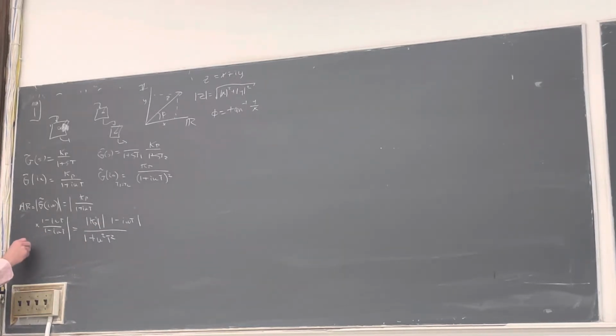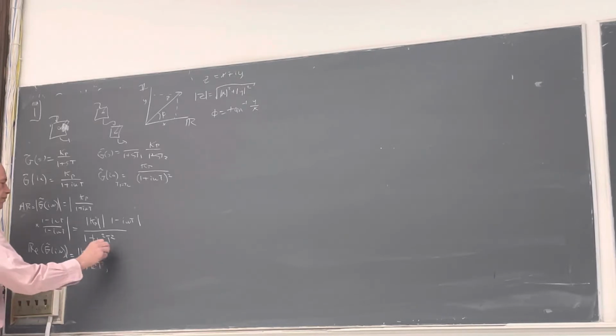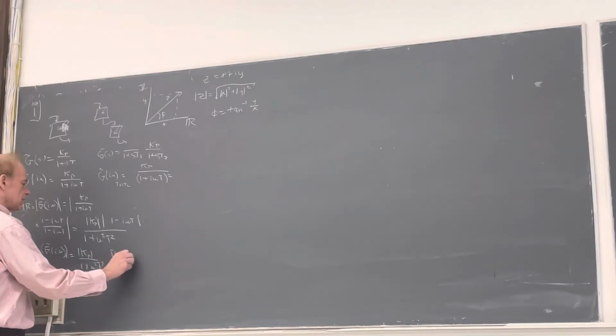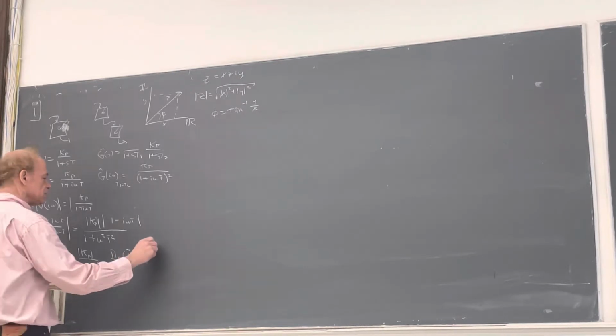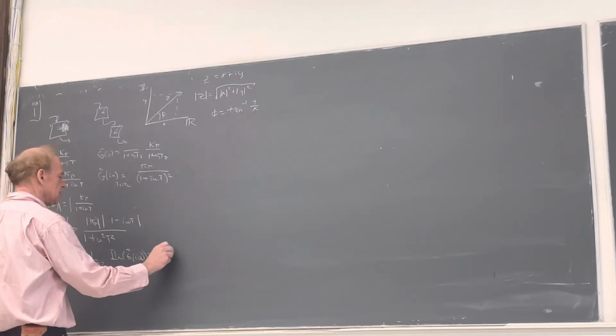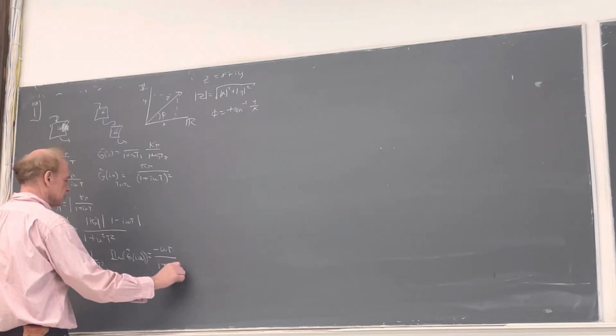So the real part of G tilde of iω is just Kp over 1 plus ω squared τ squared. And the imaginary part of G tilde of iω is just equal to minus ωτ over 1 plus ω squared τ squared.